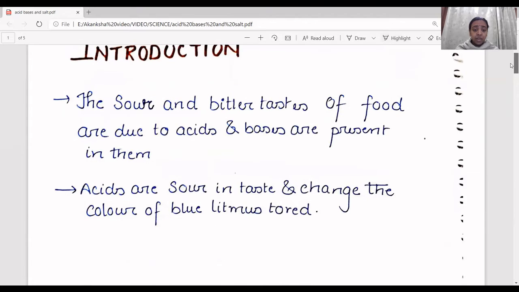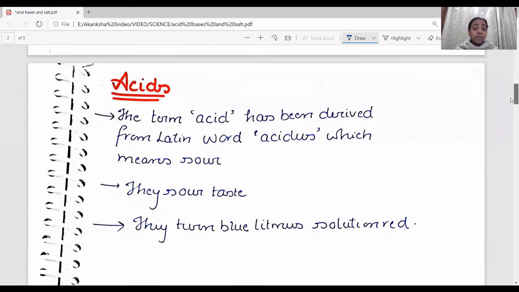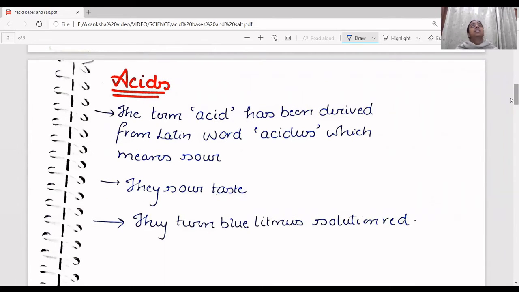So let's move ahead. As I told you, acids are sour in taste, as mentioned here, and they change the color of the litmus from blue to red. That is acid. Now let's go deeper into what acids are. The term acid is derived from the Latin word acidus. Acidus in the Latin era actually meant sour, because the taste of acids is sour. That is why we call it acid. It was derived from acidus.